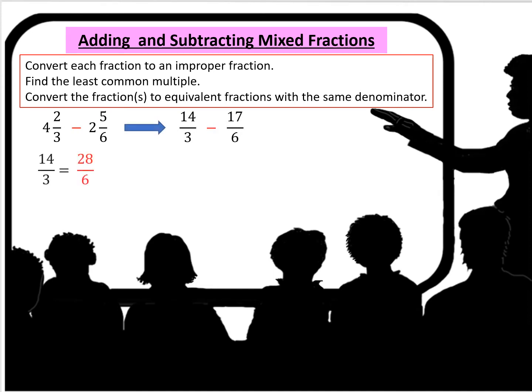So we're subtracting two mixed fractions here. We change them to improper fractions. Then we make sure they have a common denominator. And then we do the subtraction by subtracting the numerators and keeping the denominator as it is. 11/6 in proper form is 1 5/6.